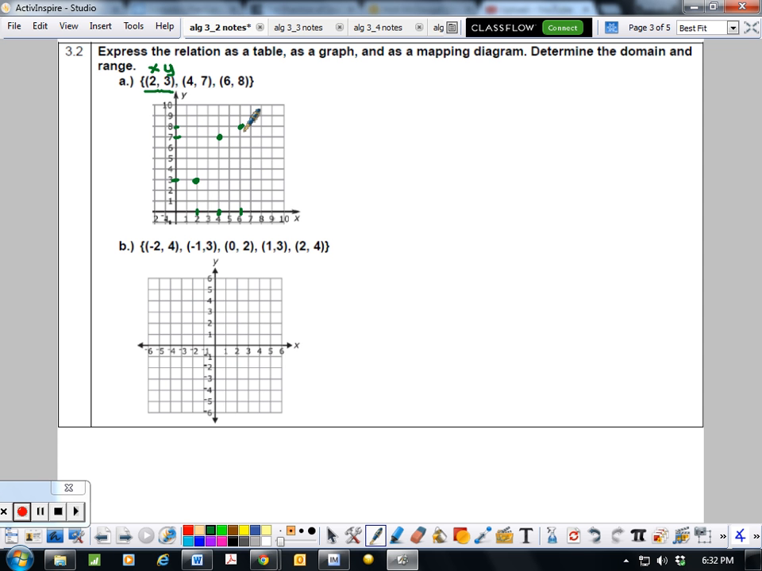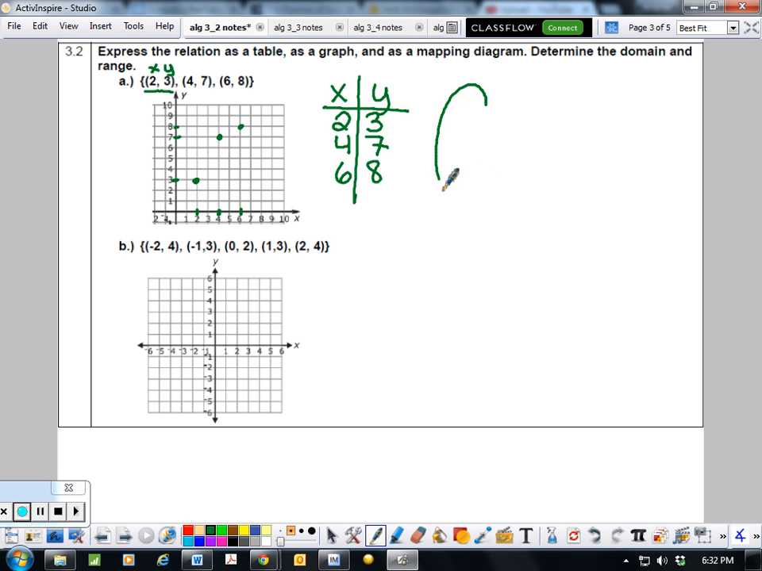So I took care of the graph. Now I have to write a table. So x, y. So my first point was 2, 3. My next point was 4, 7. And my next point is 6, 8. And there's our table. Now we need a mapping diagram.